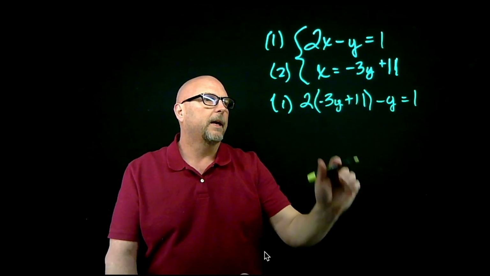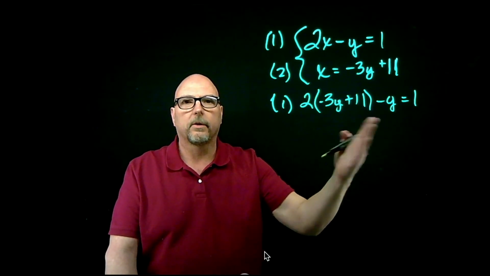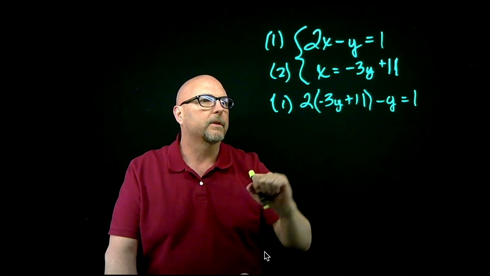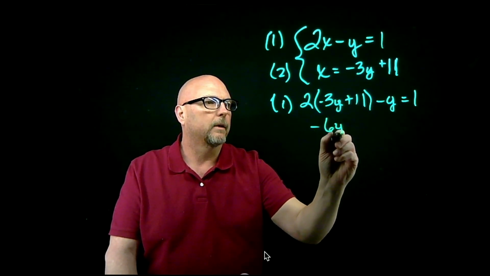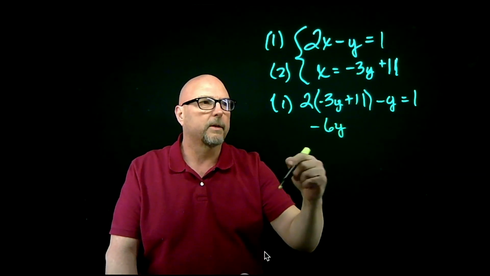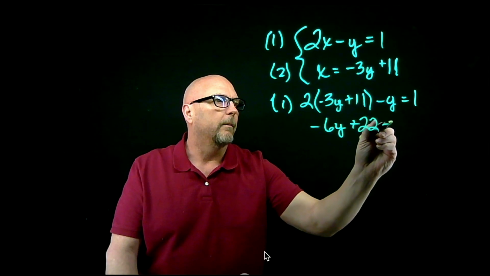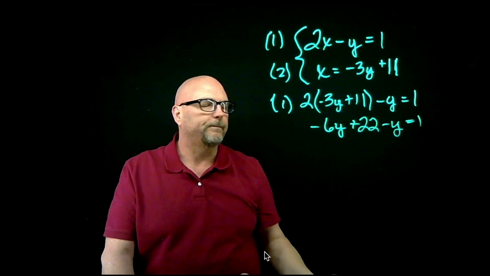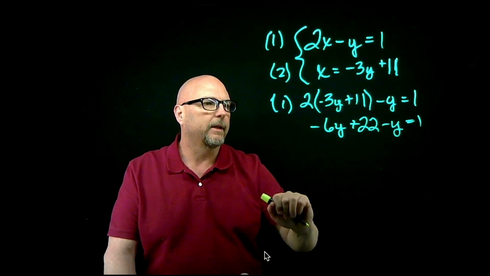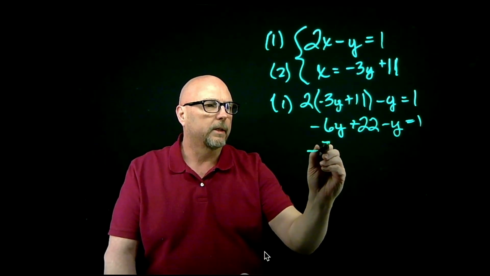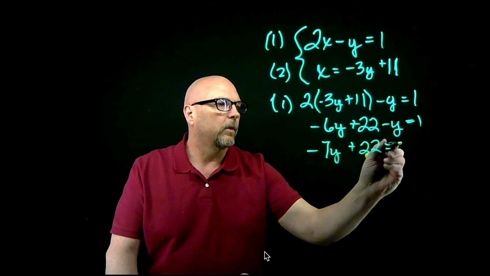Notice now we have one equation, a linear equation, and there's only one variable, y. So we're going to solve this for y. We start by distributing this 2. 2 times negative 3 is negative 6y. 2 times 11 gives us 22, minus y equals 1. Notice there's a y term here and a y term here, so I can combine those. Negative 6 and negative 1 would give us negative 7y plus 22 equals 1.